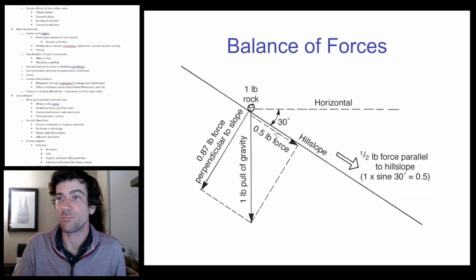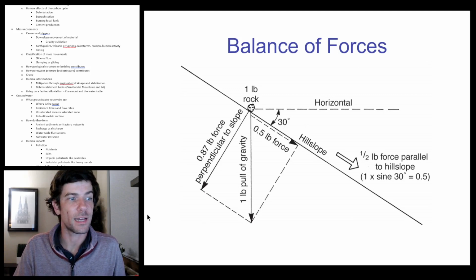The way that this breaks down, if you do the trigonometry, is that if the slope is at 30 degrees, about half of the rock's weight is actually force that's pushing down slope. Okay, so that can pretty easily, as you imagine, even at 30 degrees, the downhill force can overcome the frictional forces.